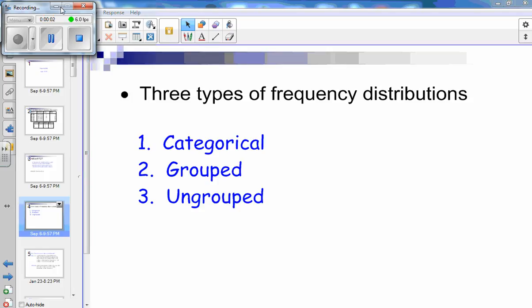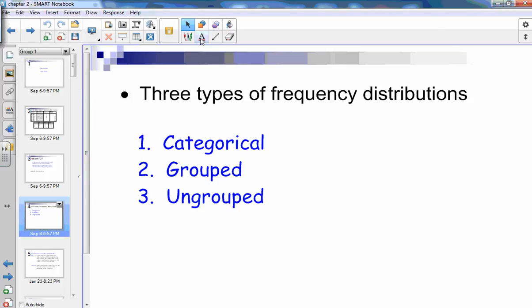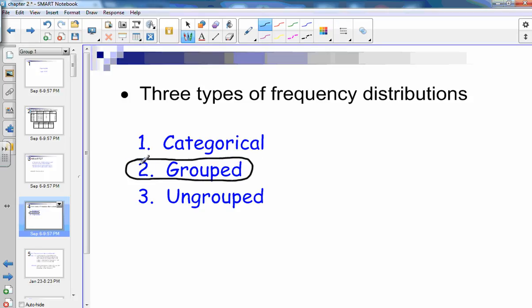This lesson is going to be on how to construct a frequency distribution. As you can see, there's three types of frequency distributions: categorical, grouped, and ungrouped. The one that we're going to focus on, though, is the grouped frequency distribution. So that's what I'm going to walk you through here.